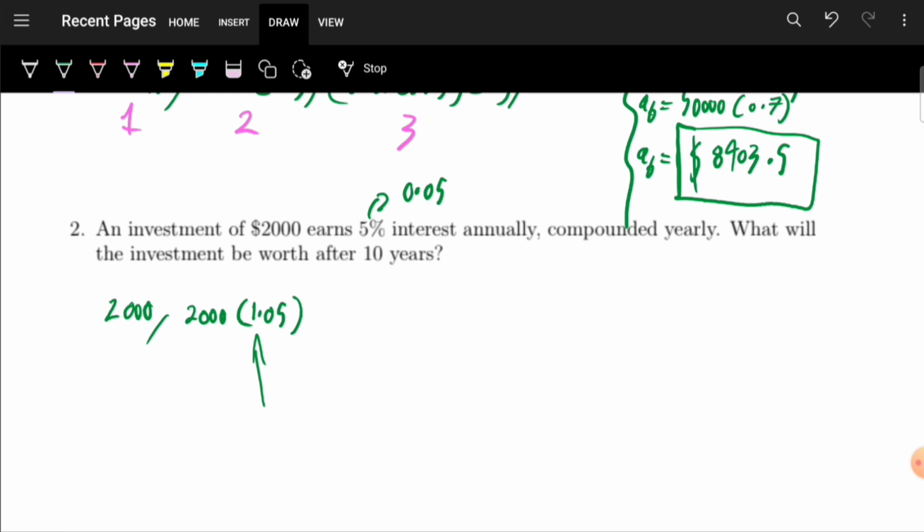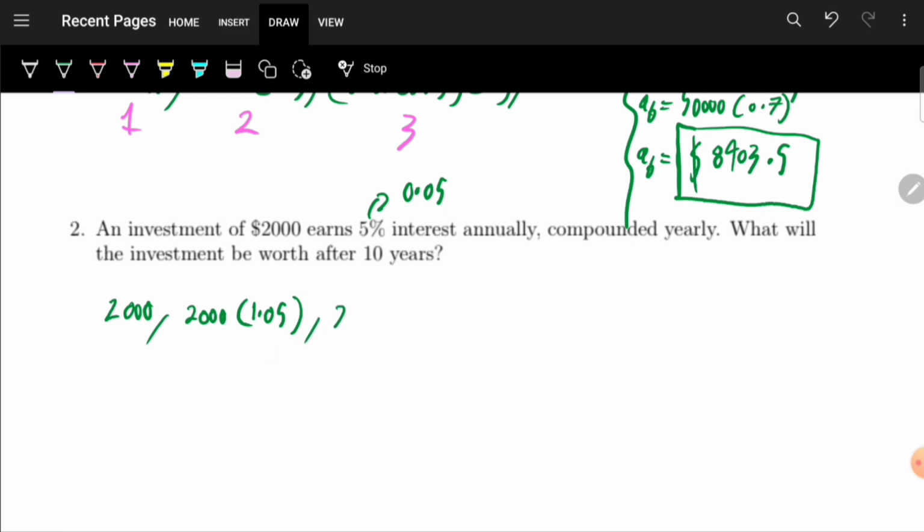If you want, you can have a look at the video I did on geometric sequences to see why the 1 is there. Here's a brief reason. After 1 year, we have the original 2,000 and 5% on top of that. So this 1 represents the original amount, and this 0.05 represents the amount we have on top of that.